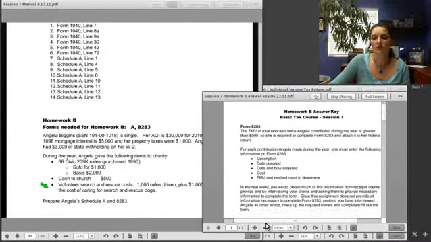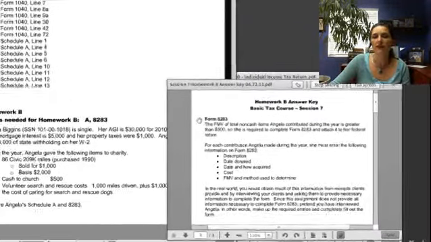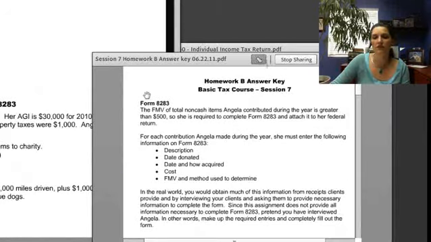So let's move over to the answer key, and the first item to point out to you is that the fair market value of total non-cash items Angela contributed during the year is greater than $500, so she does have to complete Form 8283 and attach it to her return.